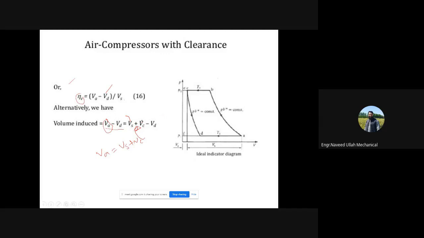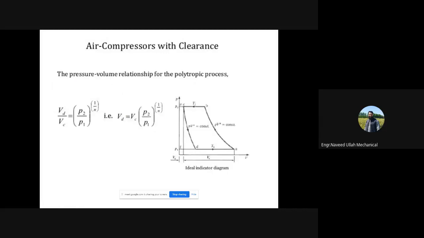एंड देन फर्दर भी इसको थोड़ा सा सिंप्लीफाई किया गया है. If you remember, previously मैंने आपको रिलेशनशिप बताई थी कि you can relate volume ratio to pressure ratio for polytropic process. ठीक है, तो VD by VC is equal to (P2 by P1) to the power 1 over n. इसमें जो है ना VD आप निकाल लें. VD is equal to this thing.